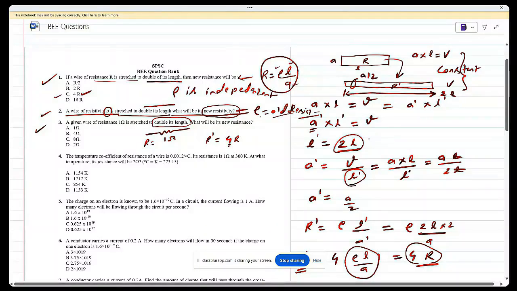So the final answer will be 1 into 4, which is equal to 4 ohm. So question number 3 is the application of question number 1. Okay. Now see this question number 4.